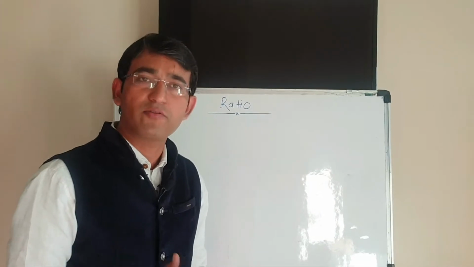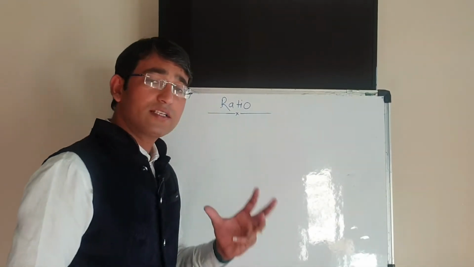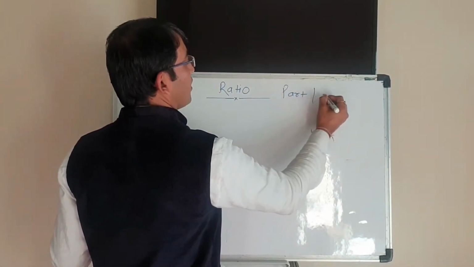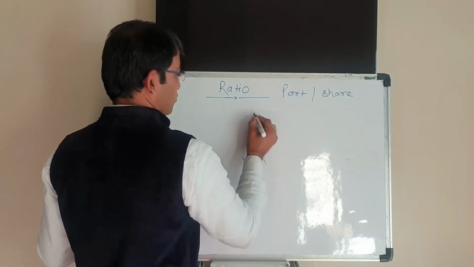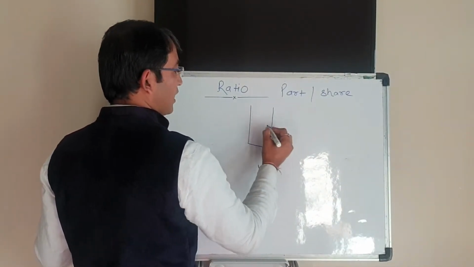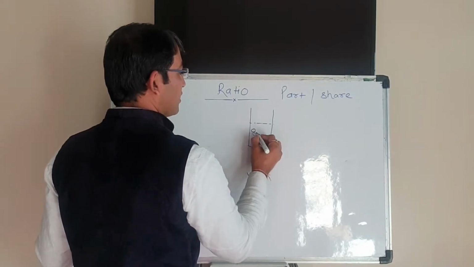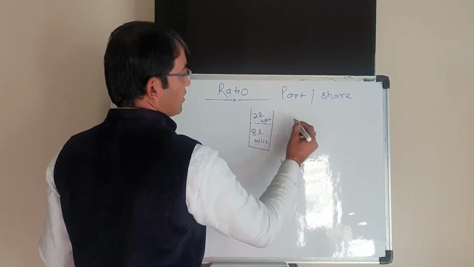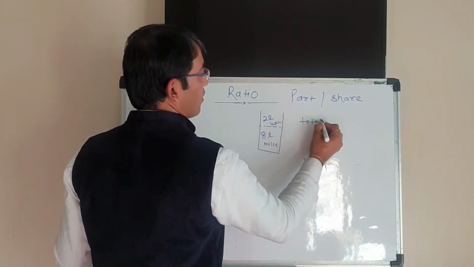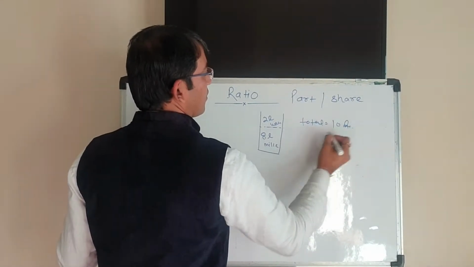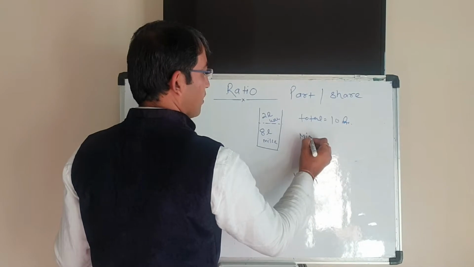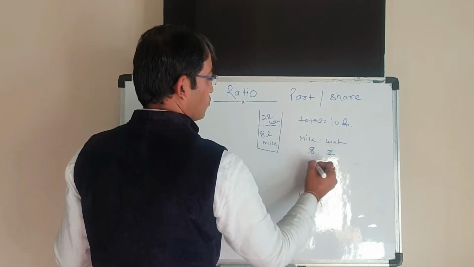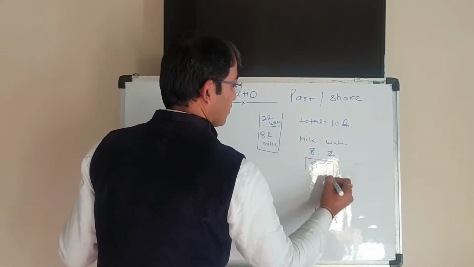To understand the concept of ratio, first of all, we have to understand the meaning of ratio. The meaning of ratio is a part, or we can say it is a share. Suppose we have a mixture of milk and water, and there are 8 liters of milk and 2 liters of water. So we can say we have a total of 10 liters of mixture. So the ratio of milk and water is 8:2. So it becomes 4:1.